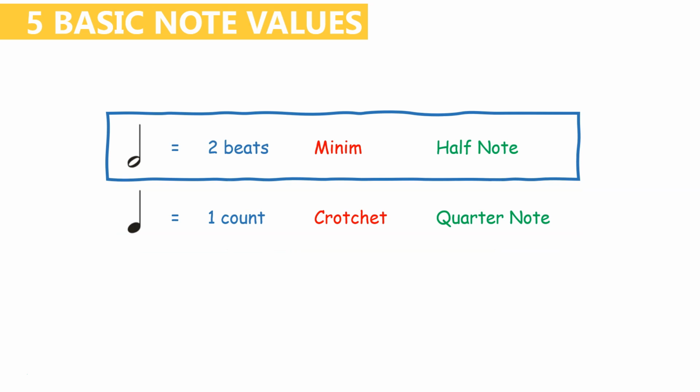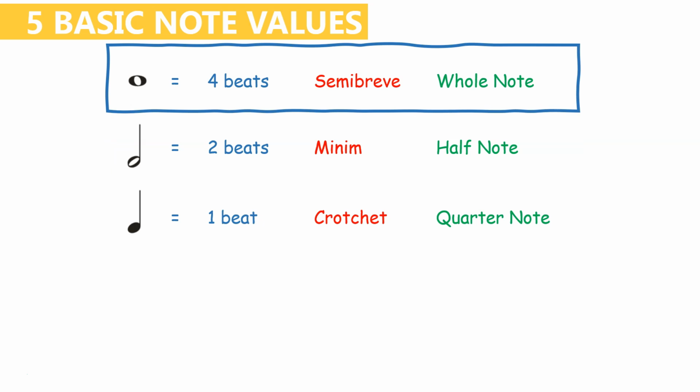The next type of note that has 2 beats is the minim, also known as the half note. This note is similar to the crotchet, except that the black circle is now replaced by an empty circle. The third type of note has 4 beats. It's called a semibreve, or a whole note.